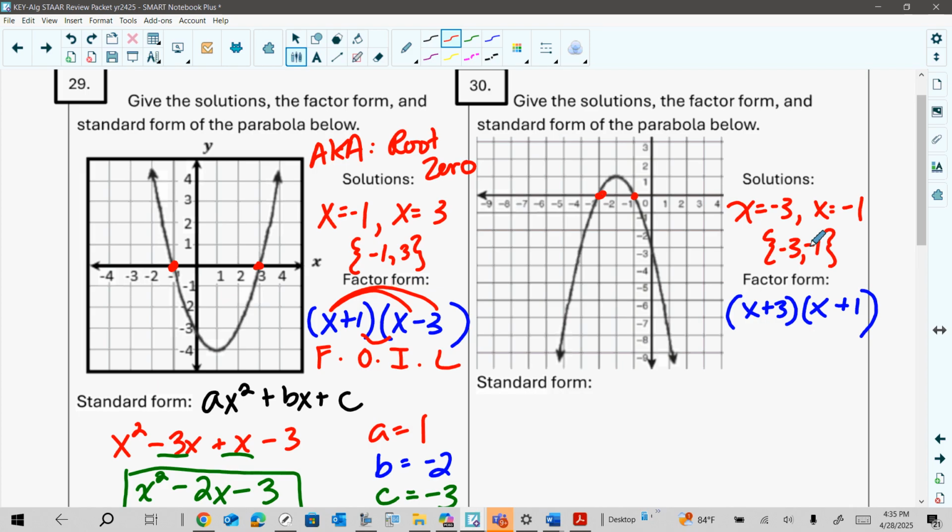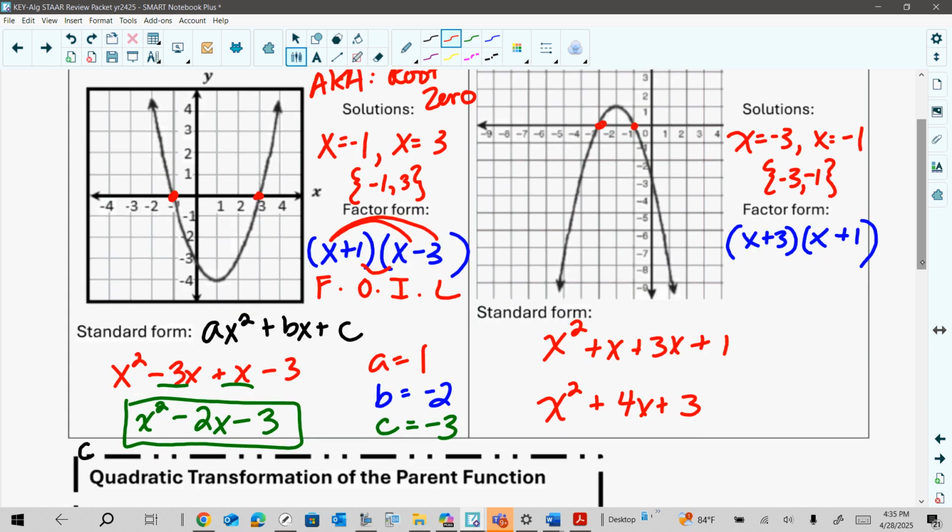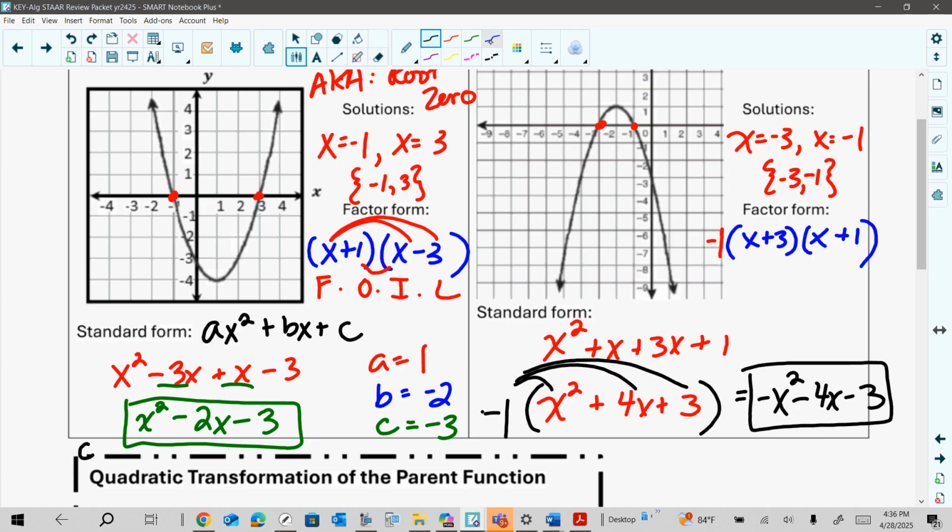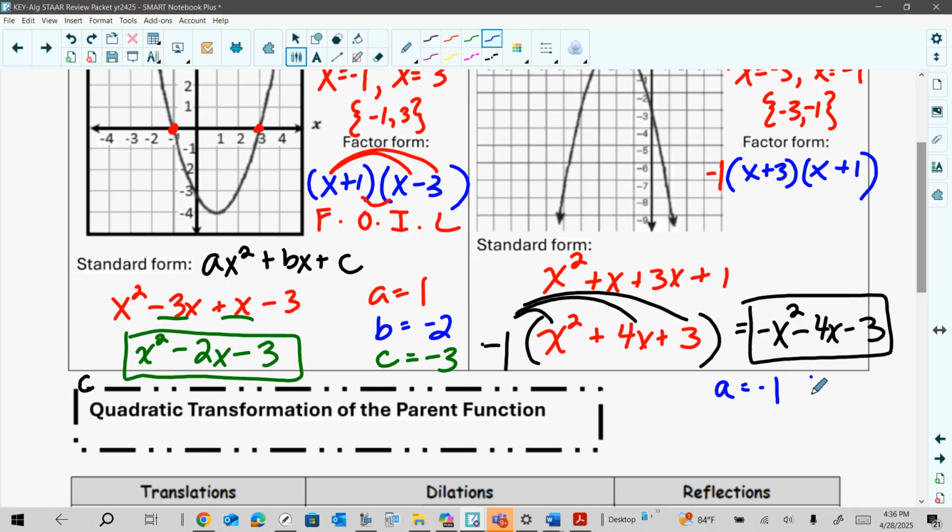And then for your standard form, remember that's when you're doing your FOIL again. So this would be x squared plus x plus 3x plus 3, and this simplifies as x squared plus 4x plus 3. Now, there's a small error here. This graph is opening down, which makes it negative, which means there is an invisible -1 in front of these two groupings that we did the FOIL from. So I have to distribute a -1 here to simplify this correctly. So this would be -x squared minus 4x minus 3. Okay. And then in here, I could see my A, my B, my C. My A would be -1, B -4, and C -3.